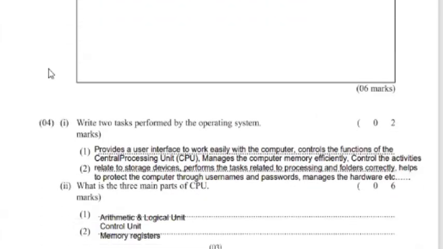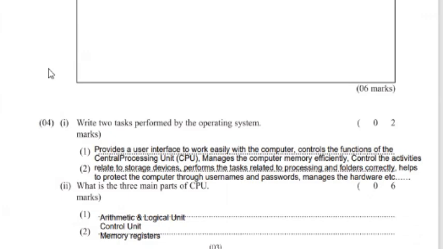Next one. Write 2 tasks performed by the operating system. The operating system is the main software in a computer. It manages resources in a computer. It provides a user interface to work easily with the computer. Check whether your answers are similar, and give marks.